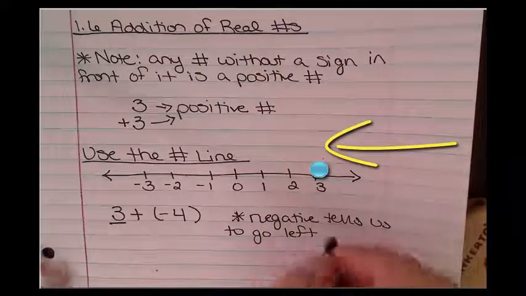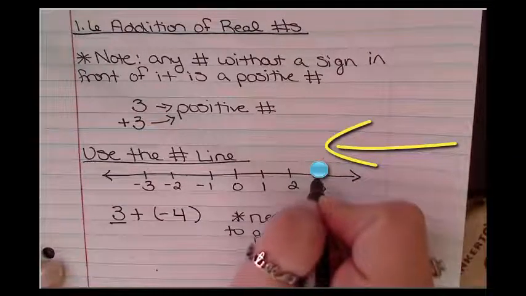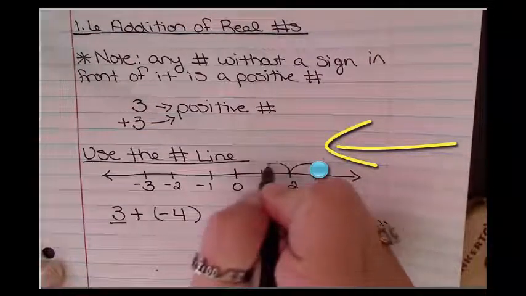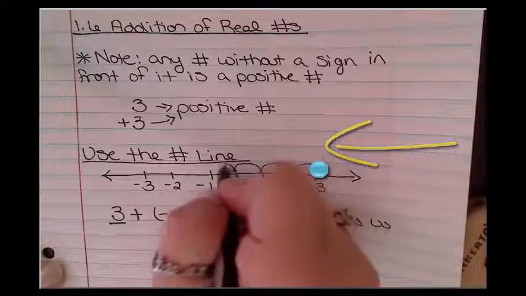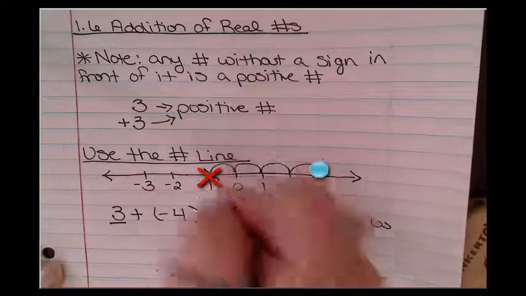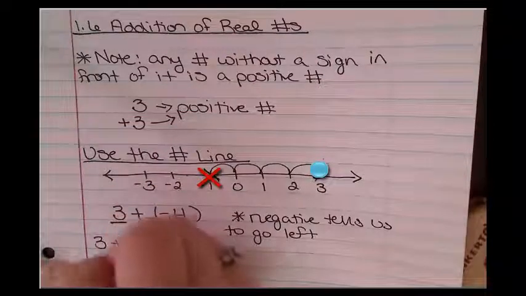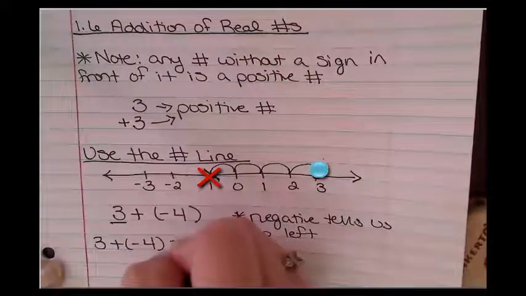So we're going to go left 4 spaces. We start at our positive 3, and we go 1, 2, 3, 4. 4 spots makes us end up at negative 1. So 3 plus a negative 4 equals a negative 1.